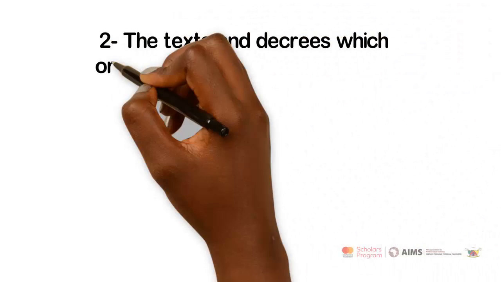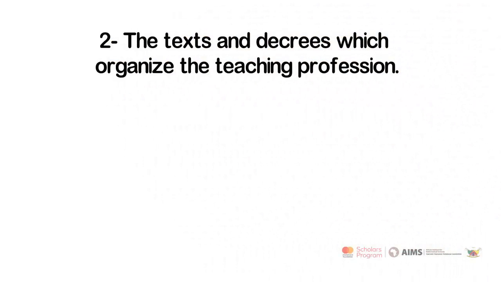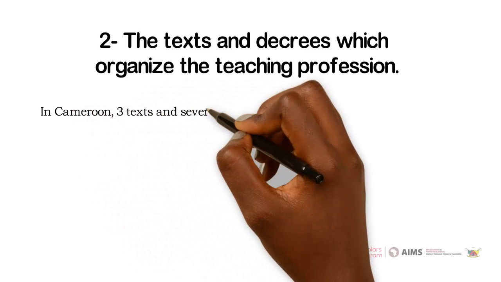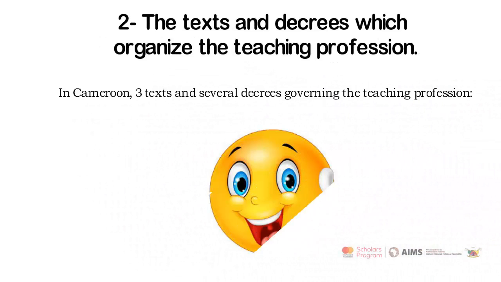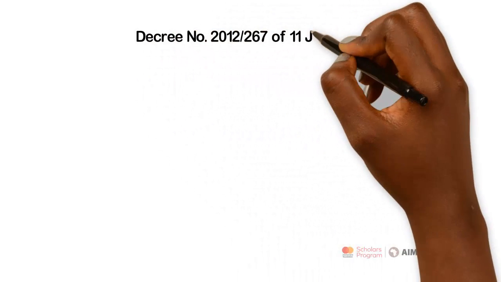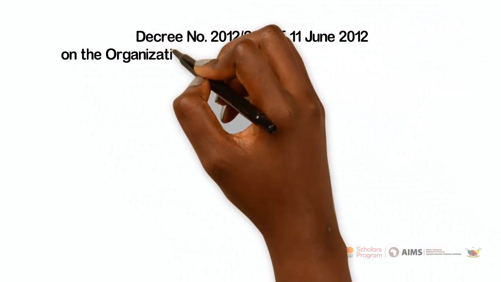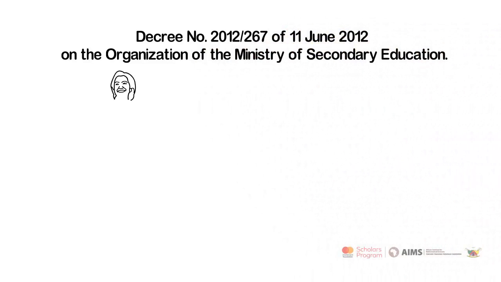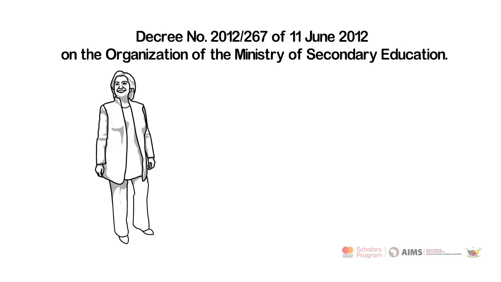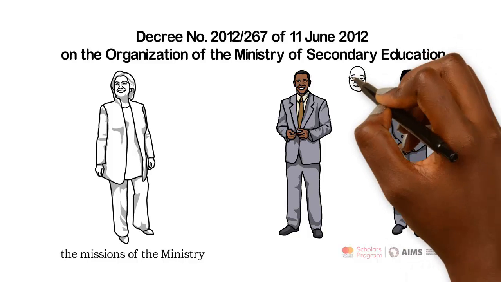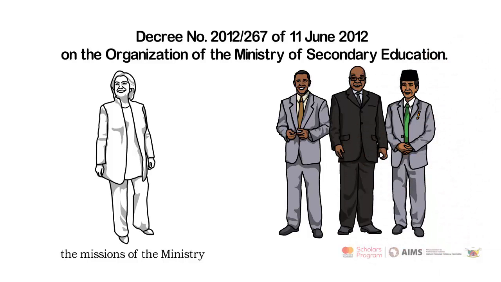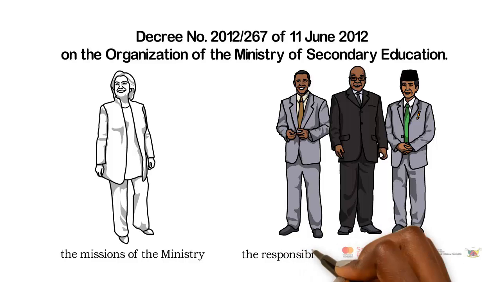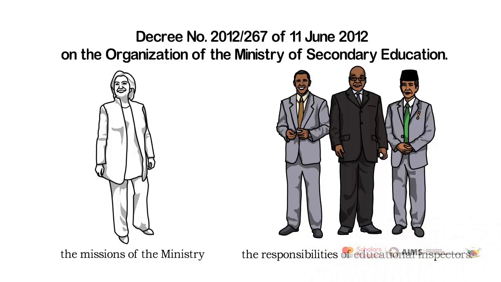The texts and decrees which organize the teaching profession. In Cameroon, 3 texts and several decrees governing the teaching profession exist. Decree number 2012/267 of 11 June 2012 on the organization of the Ministry of Secondary Education. This decree defines the missions of the Ministry of Secondary Education and the specific mission of the Pedagogic Inspectorate, which sets out the responsibilities of educational inspectors.